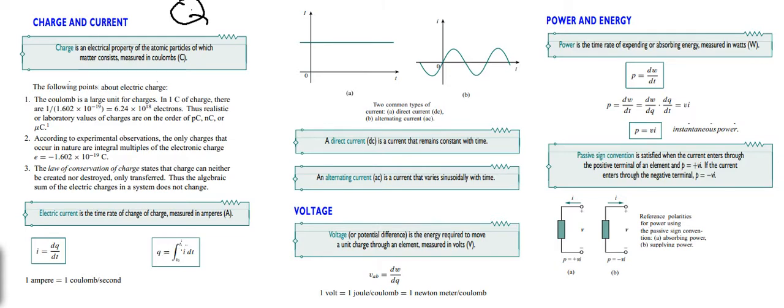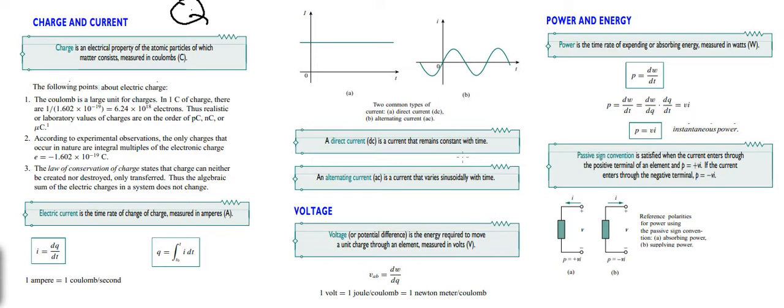Now, we have two types of current. We have the DC and we have the AC, direct current and alternating current. What is the difference between them? DC is a current that remains constant with time. So your current is not dependent on time. The current does not change with respect to time. Unlike alternating current, which is a current that varies sinusoidally with time.